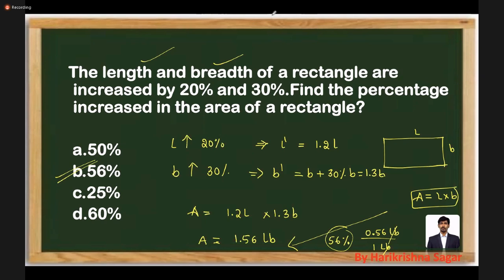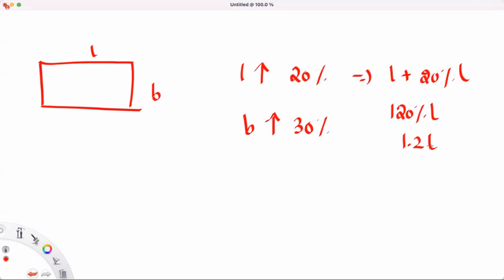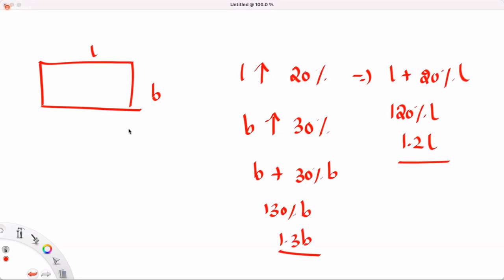So what we have done is a very simple thing. Initially there is a rectangle which has length and breadth. As per the data, length is increased by 20 percentage and breadth is increased by 30 percentage. Initial length plus 20 percentage of the length is 120 percentage of the length, 1.2 L. Similarly, for the breadth it is 130 percentage, 1.3 B. The product of these two will be the area: 1.2 into 1.3, 1.56 LB.